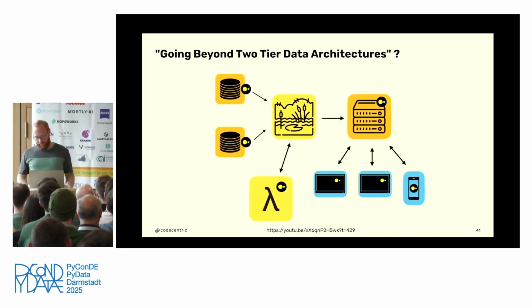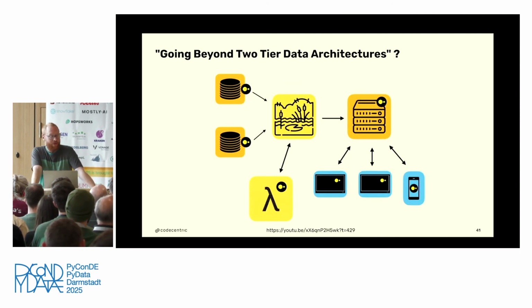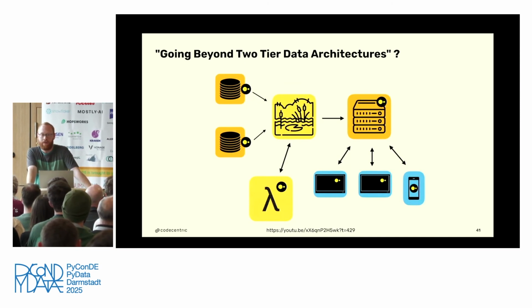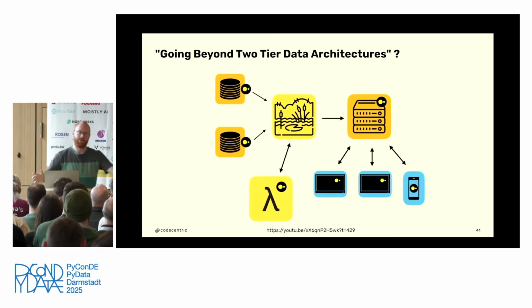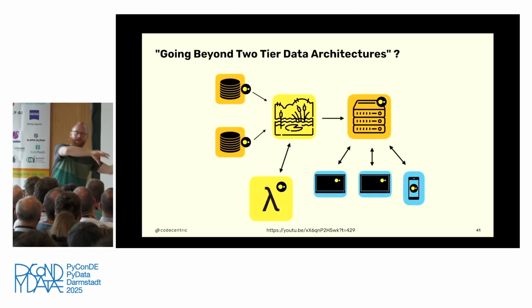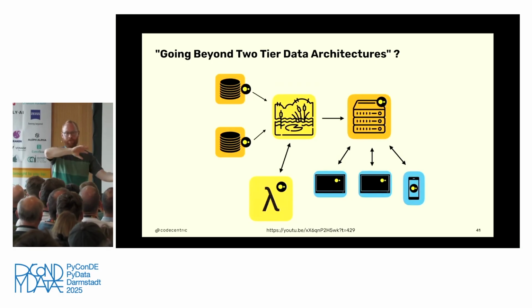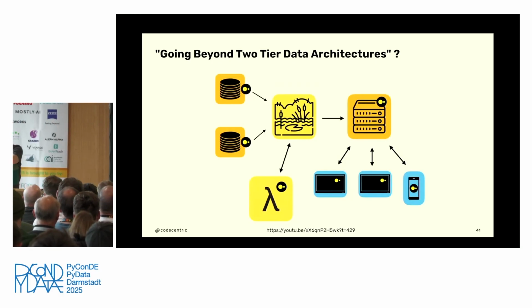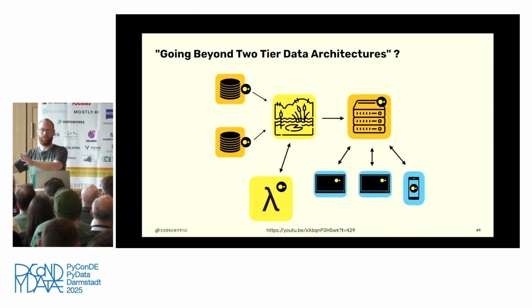And this is DuckDB's vision. Maybe we're going beyond those two-tier data architectures. What do they mean by two-tier data architecture? Usually we have an application where the data is stored, and then we move all the data via ETL processes and whatever stuff over to some data lake or data warehouse where we do all the other processing.